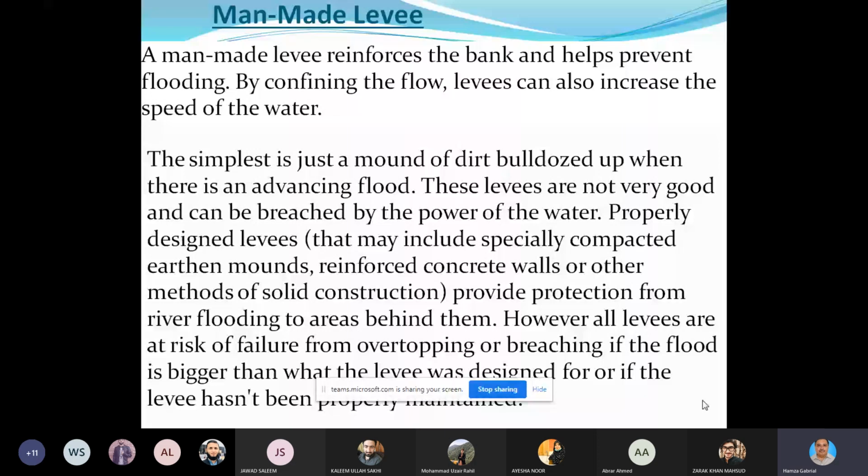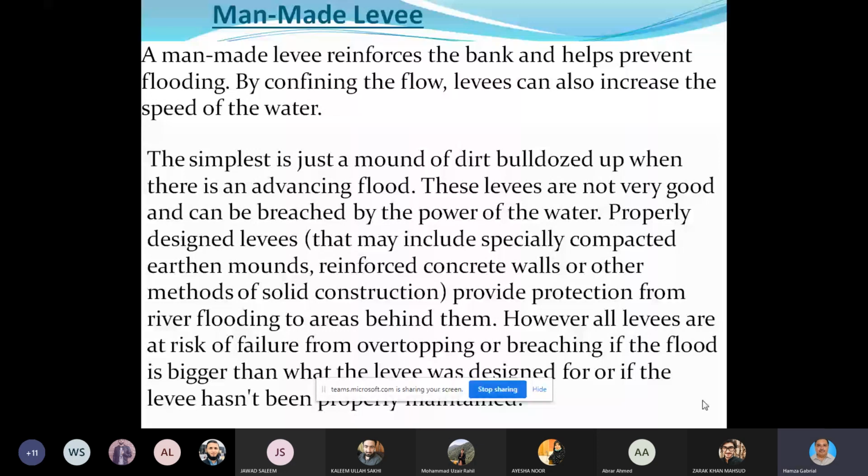So this is mostly carried out to protect property, or you can say in order to save the city or some towns which are near the banks of the rivers. So man-made levees, in a simple way, you can just collect or deposit the soil with the help of a bulldozer, and you can build up a levee, but these will not be very stable or strong, and they can easily be breached by the power of the water.